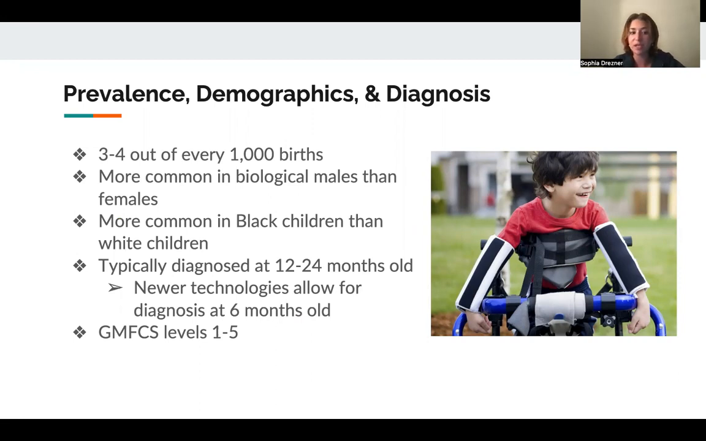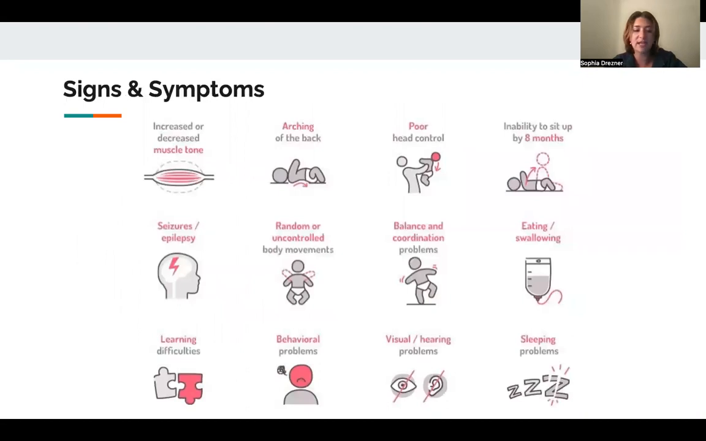One commonly used tool for assessing the severity of the disorder is the gross motor function classification system, which classifies each patient with a level of disability from level 1, which is walking with few limitations, to level 5, which is severe limitations like a wheelchair being required for mobilization. Some common signs and symptoms include spasticity, which is stiffness in muscles, random or uncontrolled body movements, ataxia, balance problems, seizures, problems eating and swallowing, and so on.